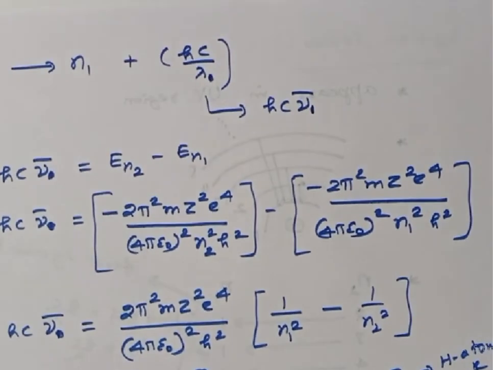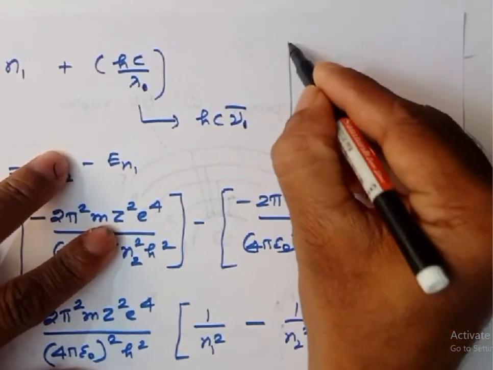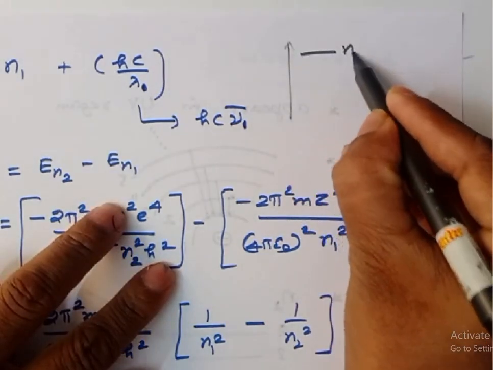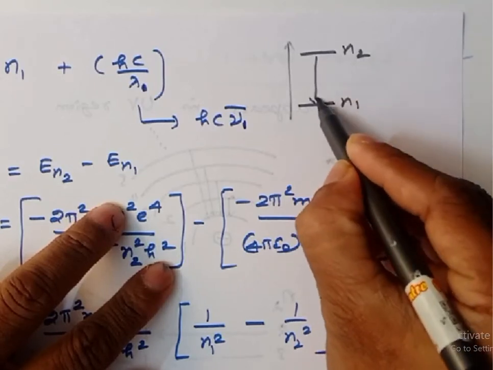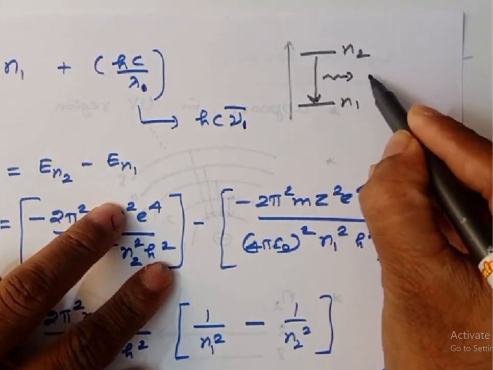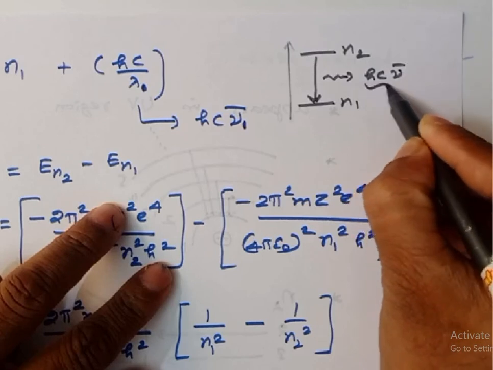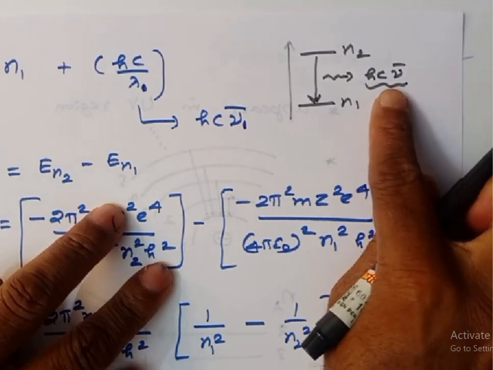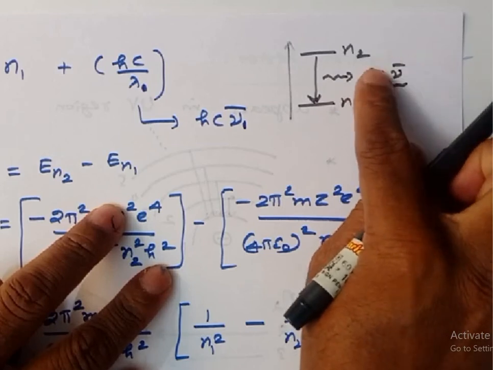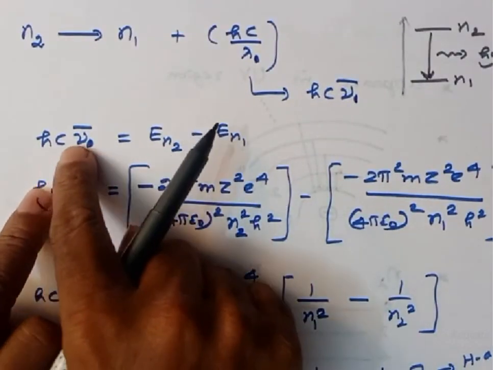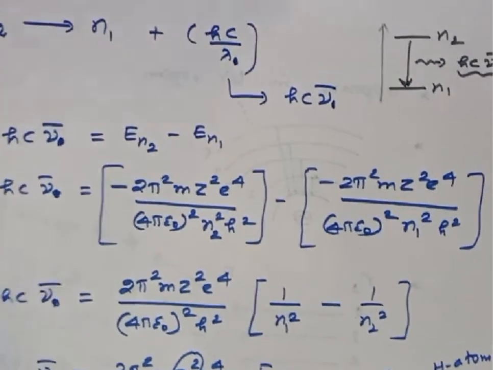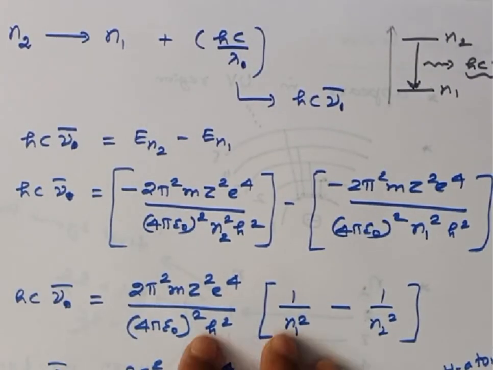What is the actual meaning here? When a hydrogen atom undergoes transition from some higher level n2 to some lower level n1, it will emit radiation having the energy hc nu bar. This is the energy of the photon that is emitted when transition takes place from n2 to n1, and this energy of the photon is equal to the energy difference between the higher level and the lower level.